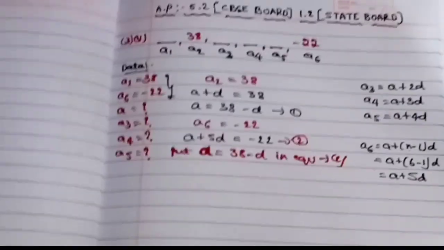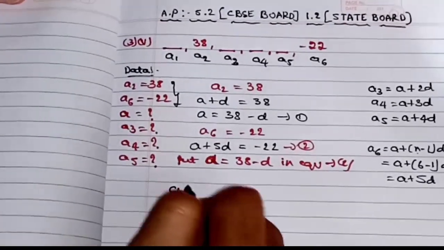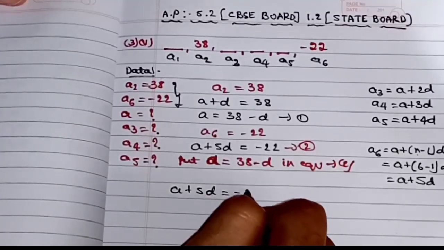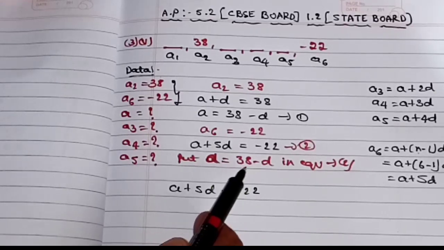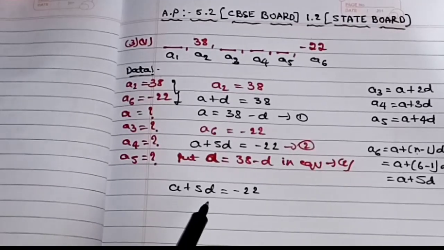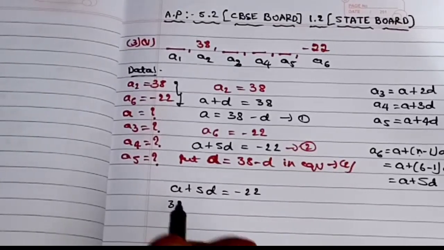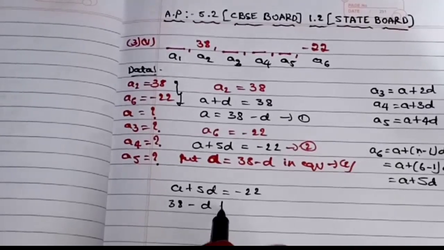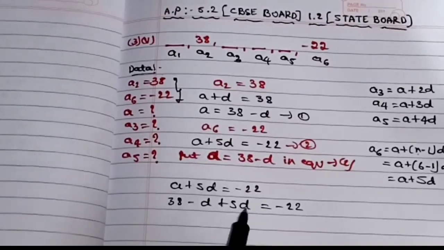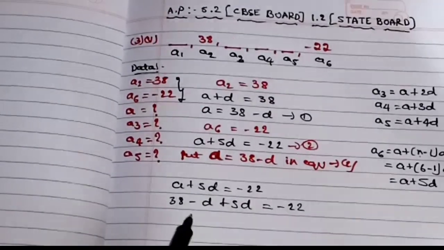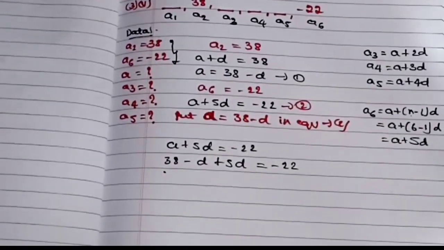Okay, now what is equation number 2? Equation number 2 is, I'll write here, a plus 5d is equals to minus 22. Now here you need to put a value as 38 minus d in equation number 2, nothing but in this equation, right? So now here, instead of a I'll write 38 minus d plus 5d is equals to minus 22. The 5d remains same, minus 22 remains same, just I have applied the a value here. A value is how much? 38 minus d.